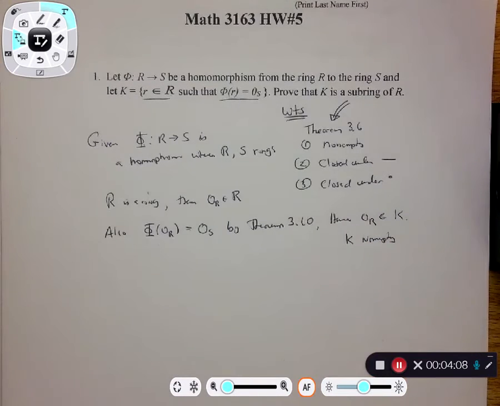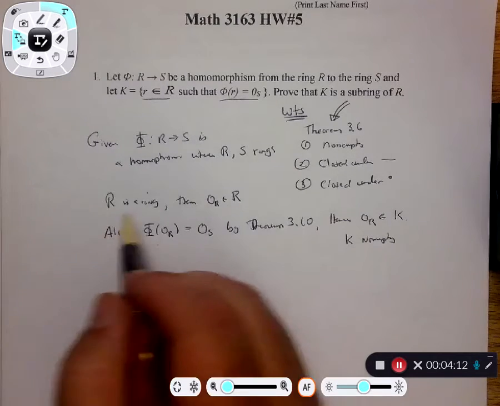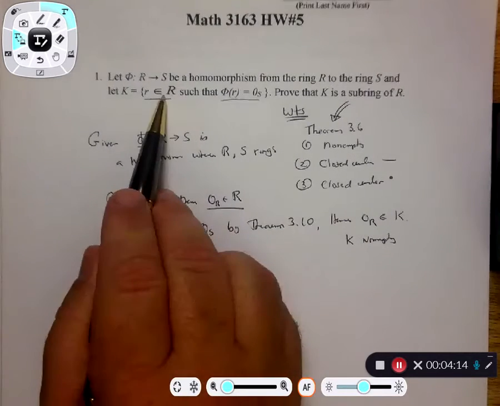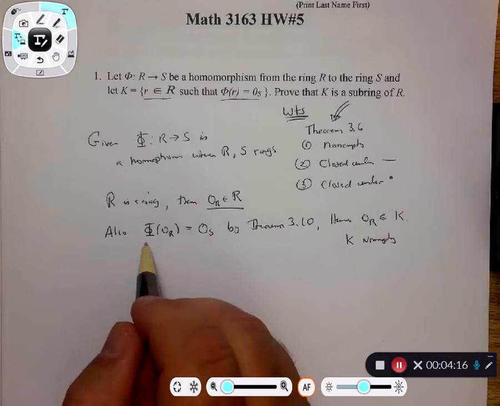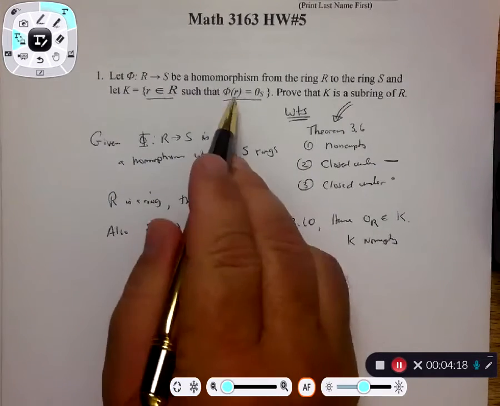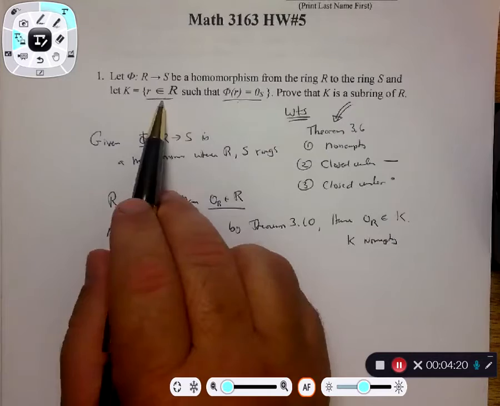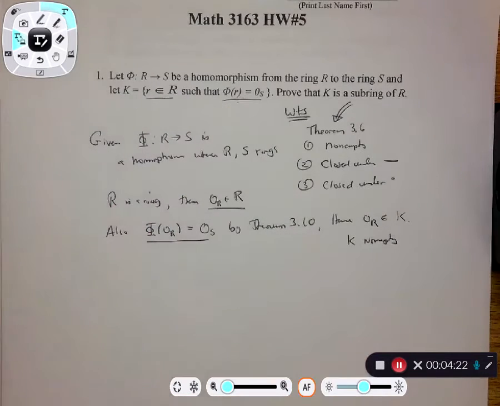Again, underlining and emphasizing the concepts: 0R is an element of R, that's been satisfied. Phi of 0R equals 0s, that's been satisfied. This is where I come from, this is the property I have, I'm done. 0R is inside of K.